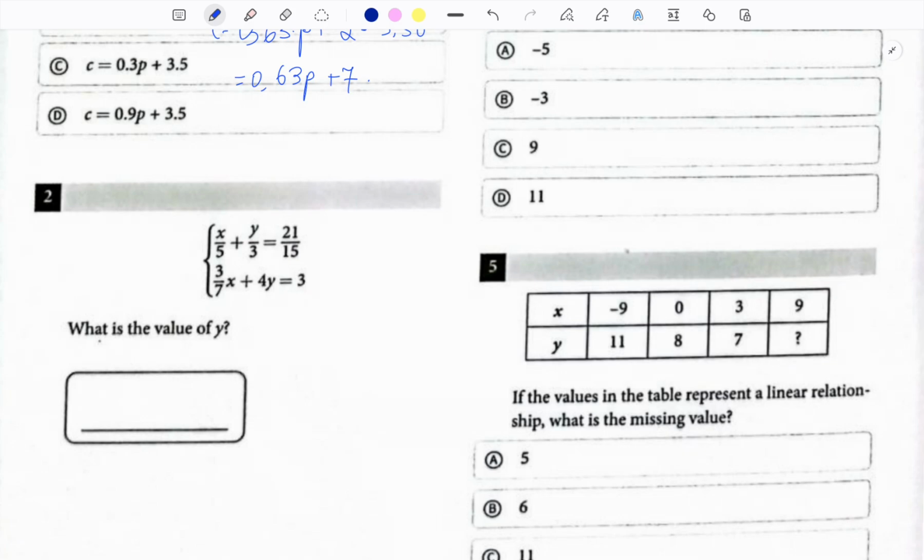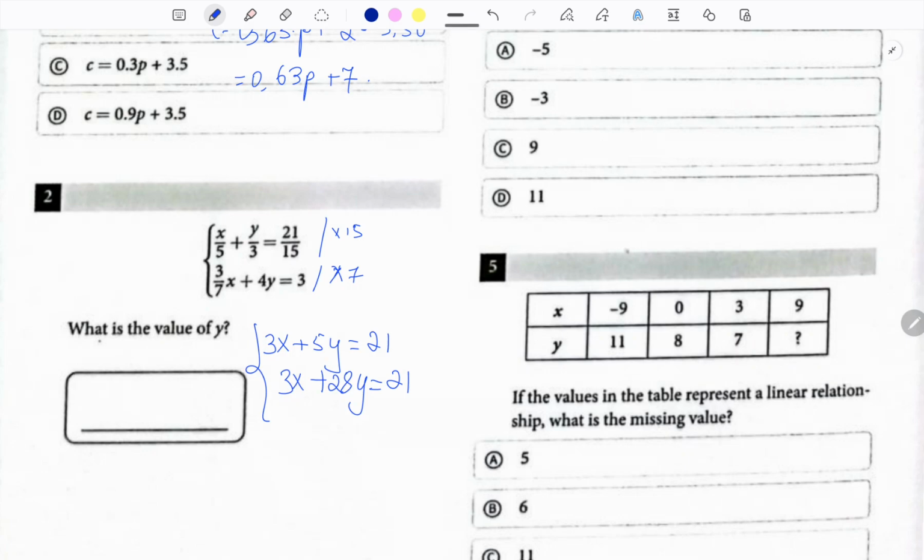So for that reason, let's multiply both sides of the first equation by 15. Then we will get that 3 times x plus 5 times y is equivalent to 21. And let's multiply both sides of the second equation by 7. Then we will get that 3 times x plus 28 times y is equivalent to 21.